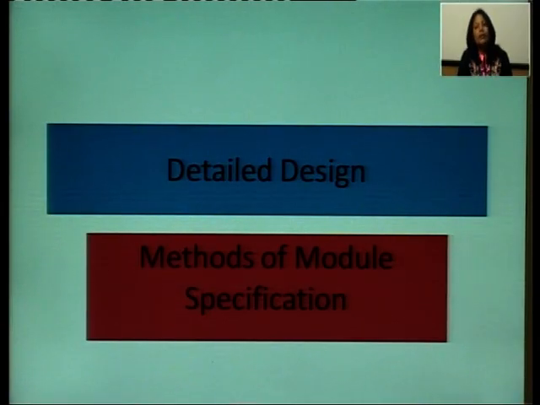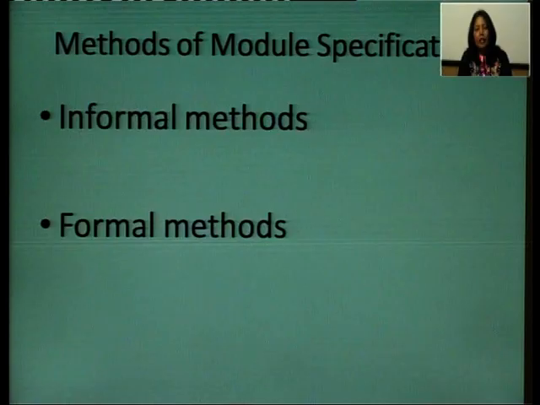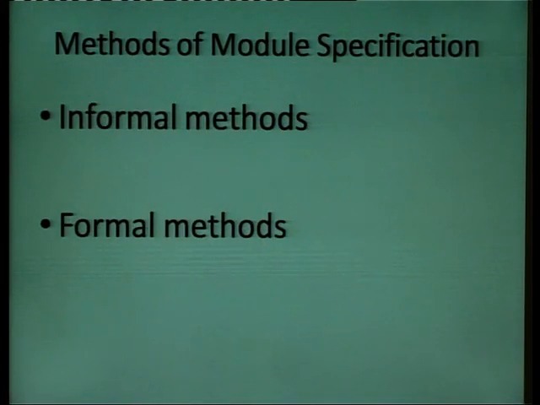So next is the methods of module specification. There are basically two methods that can be used for module specification. First is the informal method and the second is the formal method. One is informal methods and another one is formal methods.